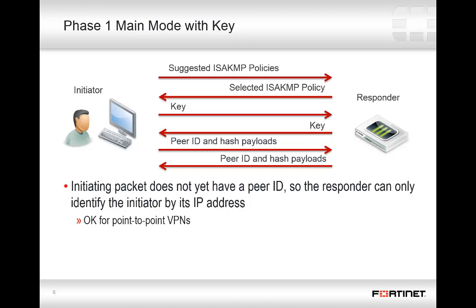However, it is a problem for a responder to have multiple possible proposals and multiple possible peers. Then it can't predict which client is connecting at that IP. So it also doesn't know which is the appropriate tunnel configuration to propose for each incoming connection attempt. So main mode isn't appropriate there.